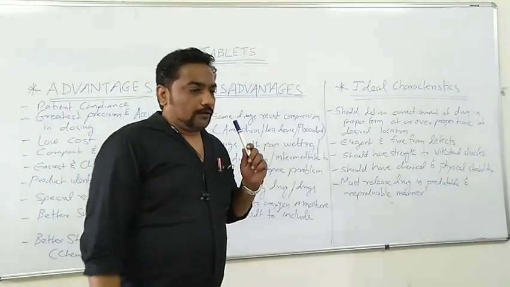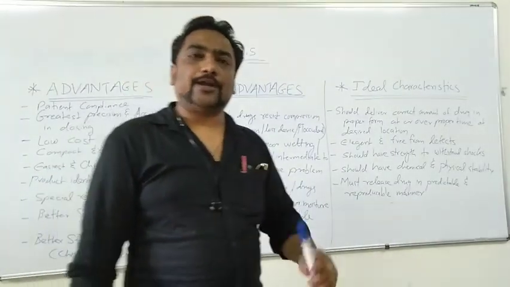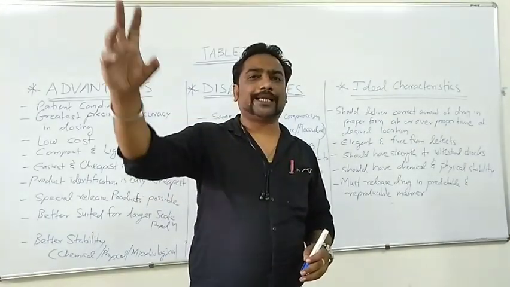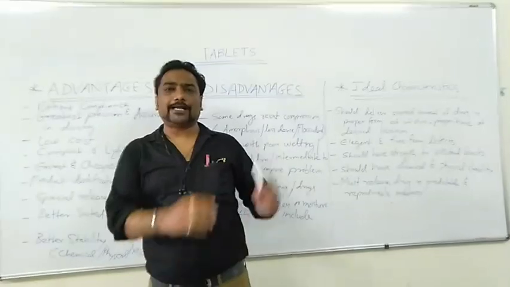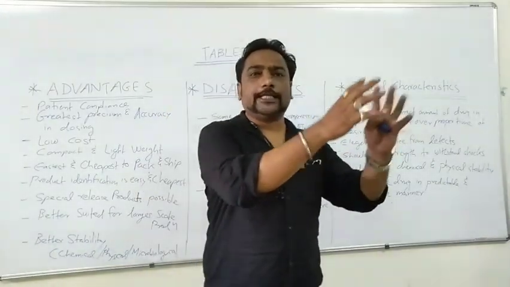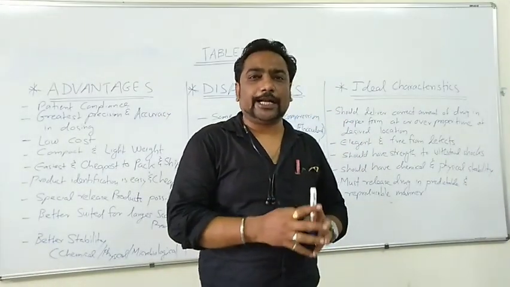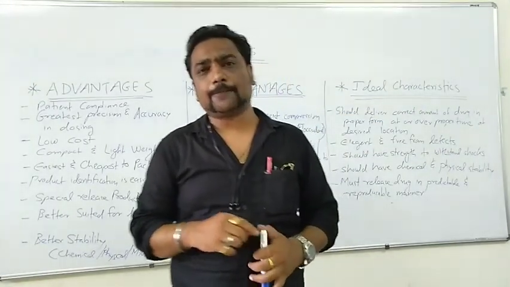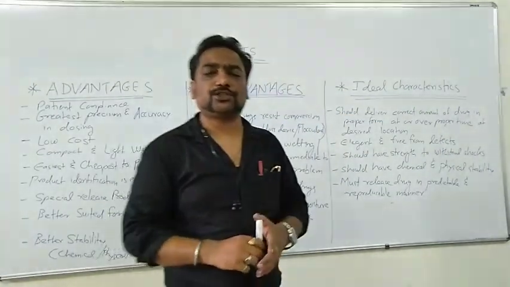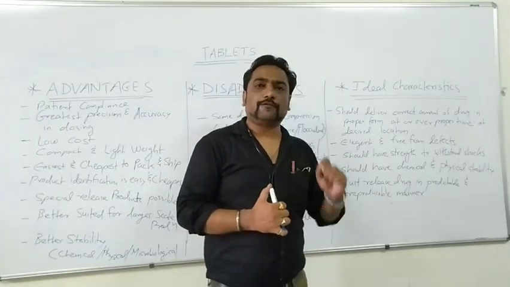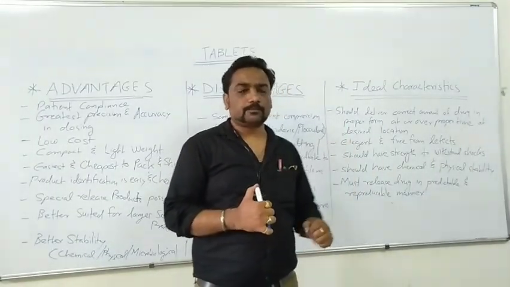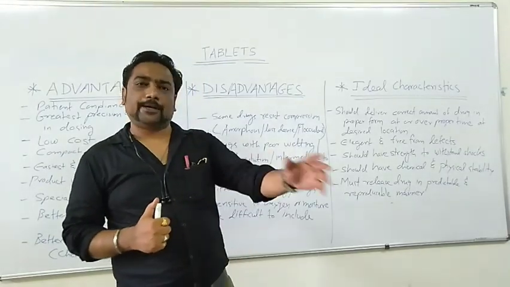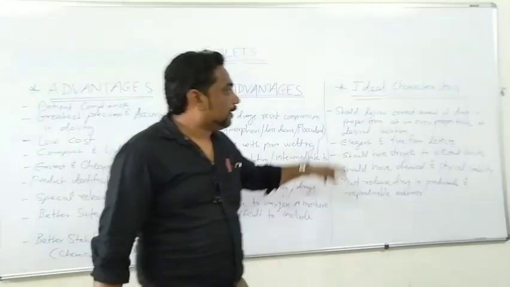So whenever a formulation scientist tries to manufacture a tablet dosage form, he must have certain concepts in his or her mind: that my tablet should have these particular qualities, which can be termed as ideal characteristics or ideal properties of tablet dosage forms. Now, what are the ideal characteristics of tablet dosage forms?